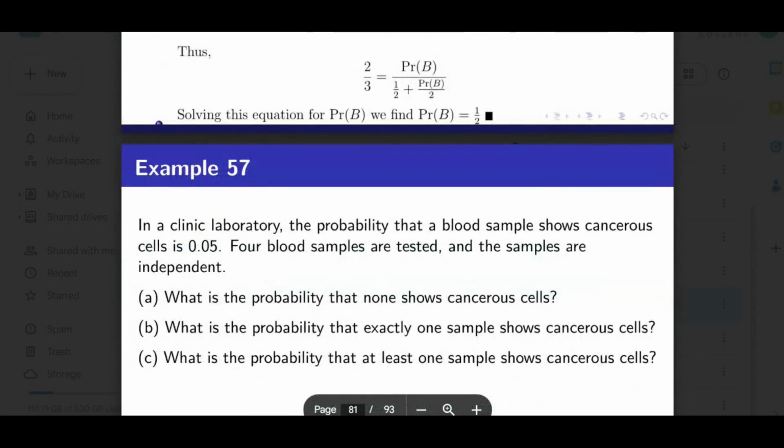What is the probability that none shows any cancerous cells? Is this an easy question? There's a 5% chance that a blood sample shows cancerous cell presence. So what is the probability that if I test 4 samples, none of them has any cancer cells? Anyone can tell me the answer? What work would you do to get this? You can assume independence from one blood sample to another. Anyone? What would this be? Yes.